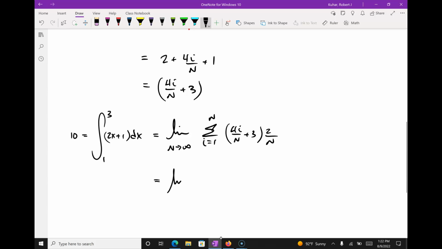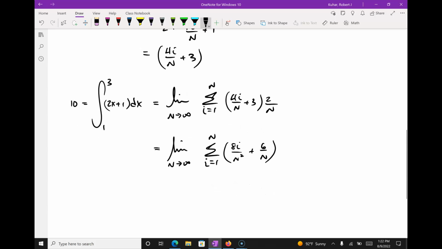Watch what I'm going to do. I'm going to take the limit as n goes to infinity, and I'm going to distribute here. So I get 8i over n squared plus 6 over n. Now these are just sums, right? So I could do the whole thing summed up, or I could do each part summed up. And that's what I'm going to do. I'm going to distribute the sum here. I have the limit as n goes to infinity of the sum of 8i over n squared plus the sum of 6 over n.